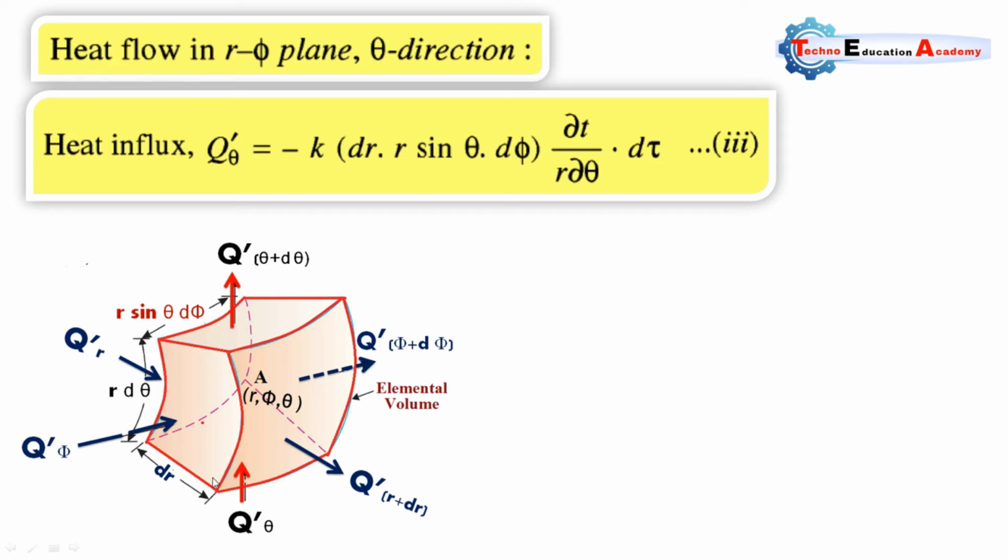Okay, this is the parallel line. We can consider r sin theta into d phi into dr. It is the perpendicular area in the direction of heat flow in theta direction. And in dT by dx we are considering the thickness as r d theta, and it is a function of time, so d tau term.